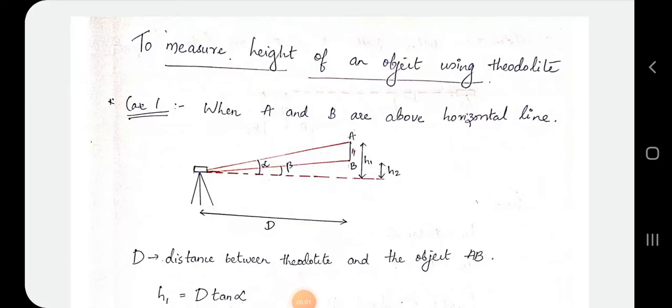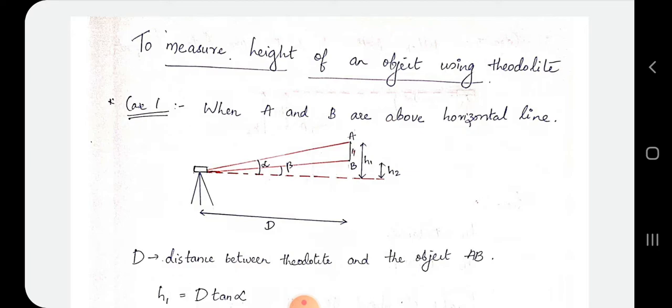Hello, good morning, students. Today we are going to discuss the topic: how to measure the height of an object using a theodolite. In the last class, we discussed how to use a theodolite and how to find horizontal angle, vertical angle, and also how to measure bearings using a theodolite. Today we are going to discuss one of its applications, that is, how to find the height of an object.